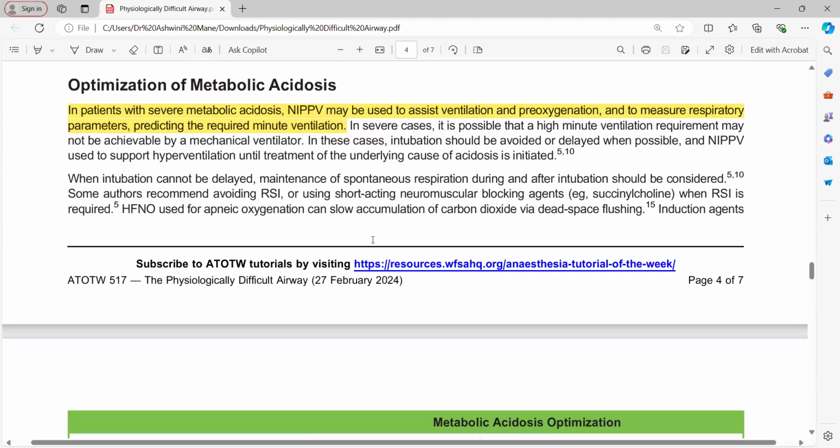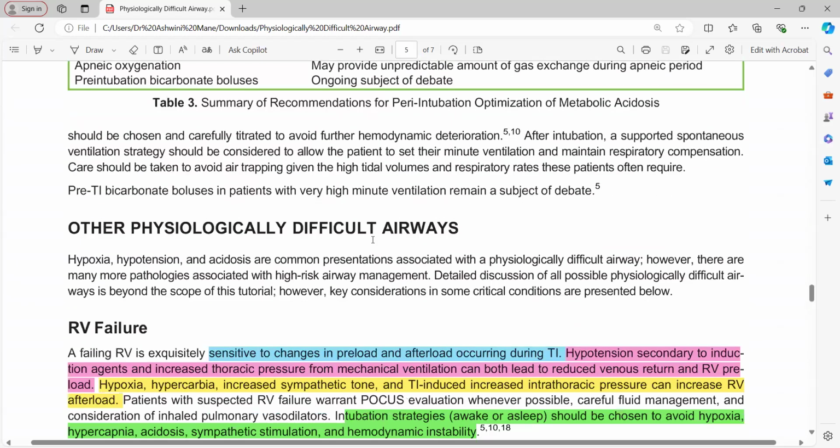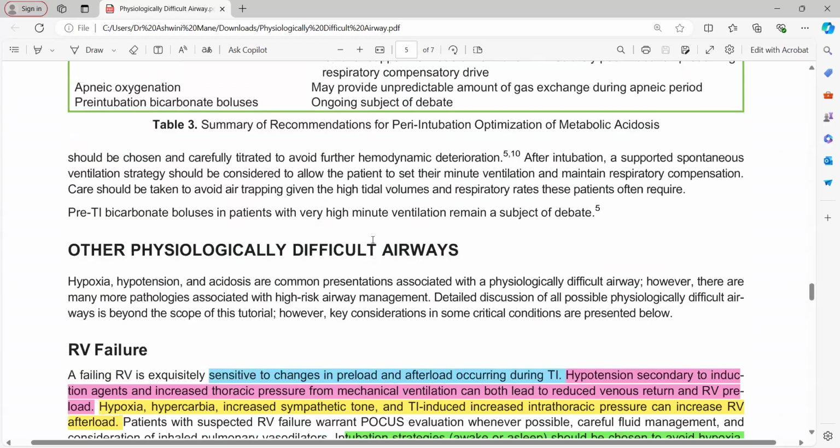So some authors suggest to avoid RSI technique or using short-acting neuromuscular blocker agent when RSI is required. High flow nasal oxygenation for apneic oxygenation can slow accumulation of carbon dioxide via dead space flushing. Induction agent should be chosen and carefully titrated to avoid further hemodynamic deterioration. After intubation, supported spontaneous ventilation strategy should be considered to allow patient to set their minute ventilation and maintain the respiratory compensation.